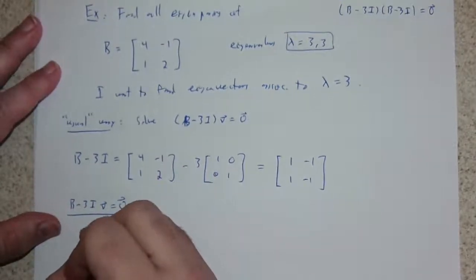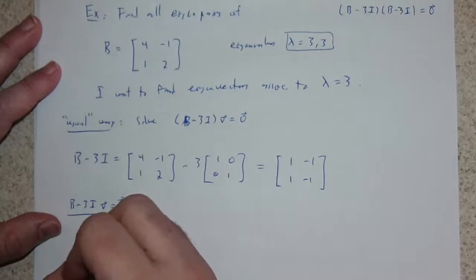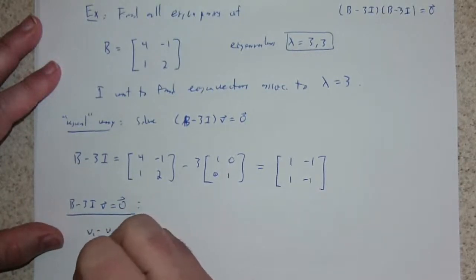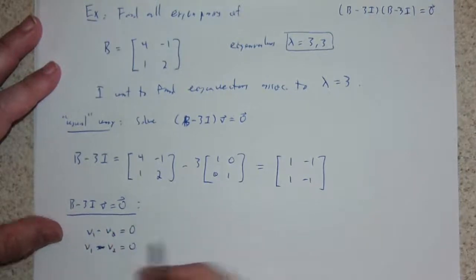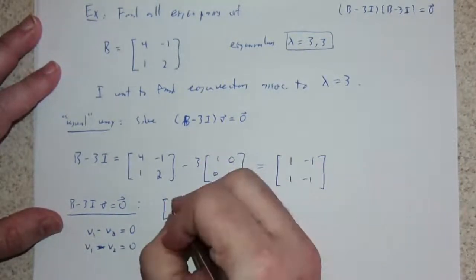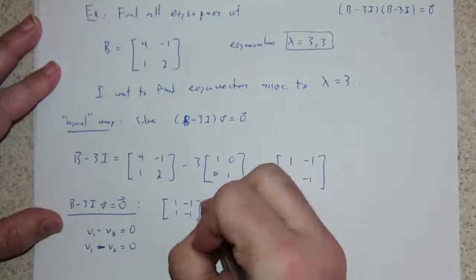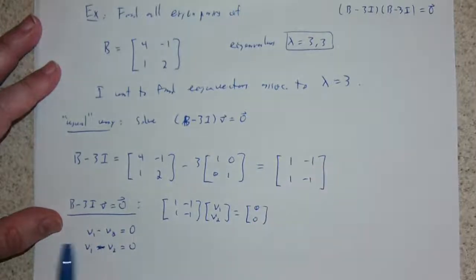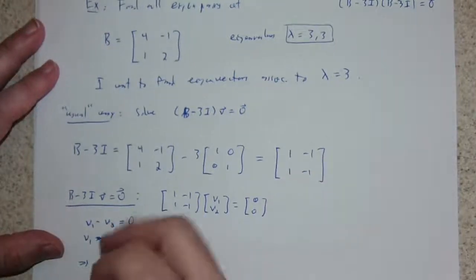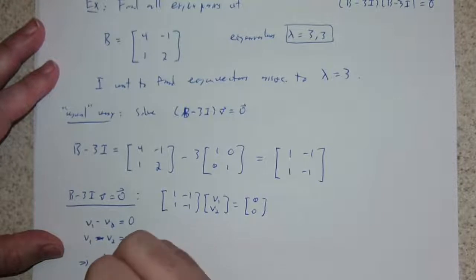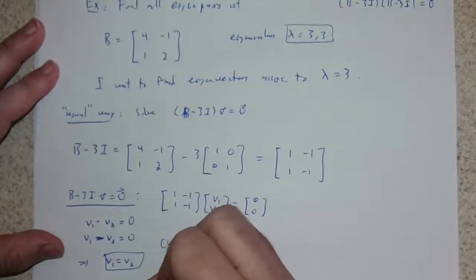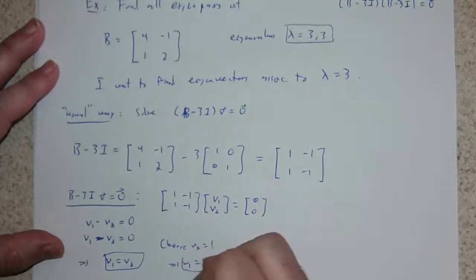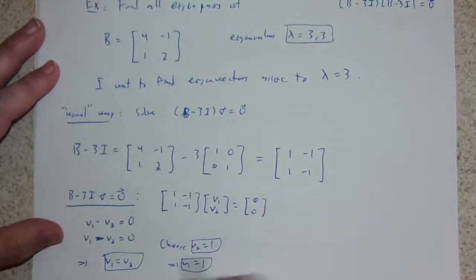That is the equation. I'm just going to go ahead and multiply it. So this is v1 minus v2 is equal to 0. That comes directly from rewriting this thing as the matrix 1, minus 1 times v1, v2 is equal to 0, 0. So this gives me the simple relation v1 is equal to v2. So again, choose, say, v2 is equal to 1. This implies v1 is equal to 1. Okay, and so (1, 1) is a vector.